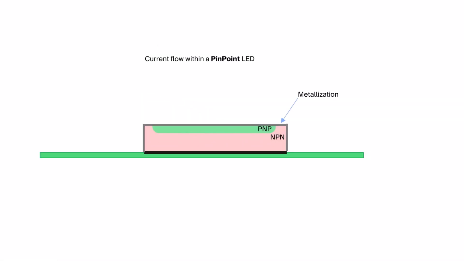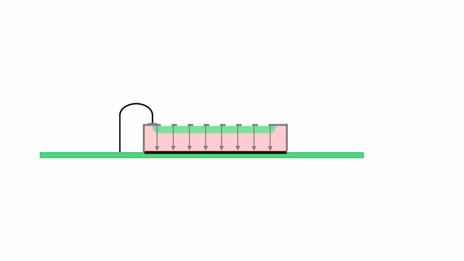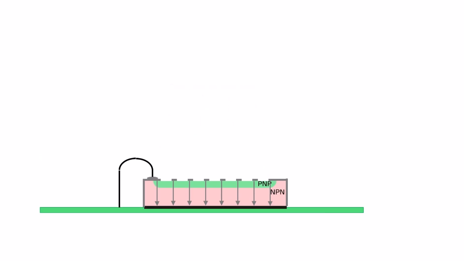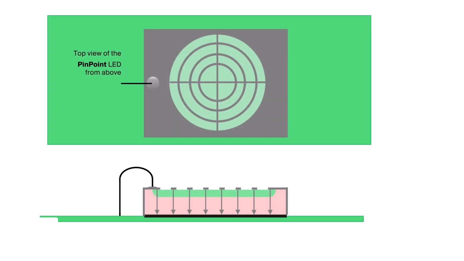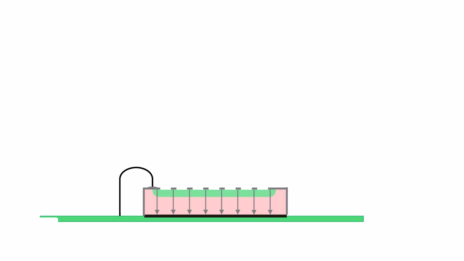The PinPoint LED is fully metallized. The point at which the current is injected is not at the center of the emission area, it is at the edge of the PinPoint LED. Due to the metallization, a high and constant current can be injected into the LED. Light emission is precisely controlled by opening the metal layer only at the desired emission area using an etching process. Here you see the top view and the opening in the metal layer of the PinPoint LED from above.